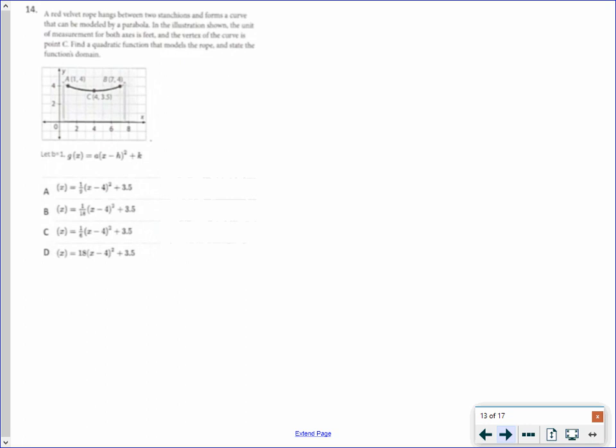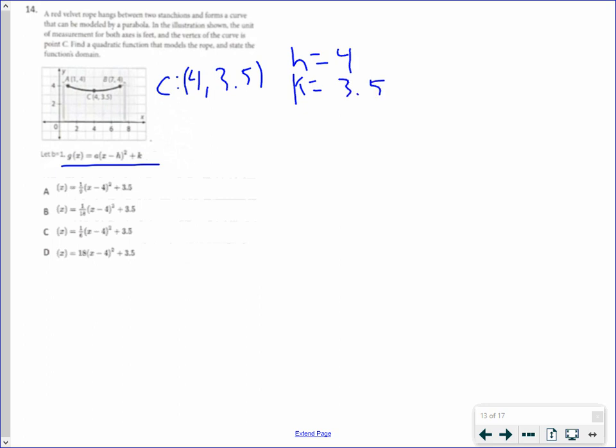So for this one, we have our vertex form right there. And remember, to solve this, we need our h, our k, and we need our a. And to solve for our a, we need to use our vertex and one extra point. So we see our vertex right here is at C, which is 4, 3.5. So our h is 4, our k is 3.5.